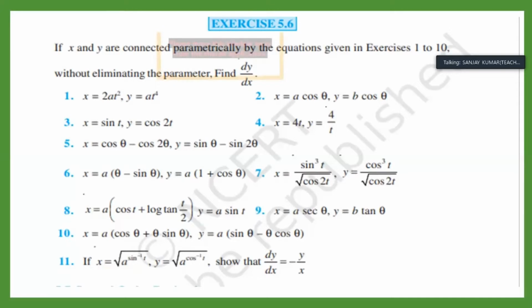In the first exercise, if you remember, y equal to something is given. That is called a function. In the second exercise, when we started implicit functions, they gave two variables, x and y. So that is called an implicit function.